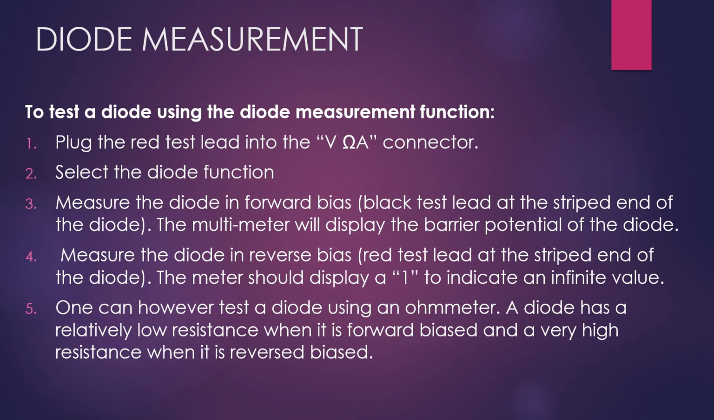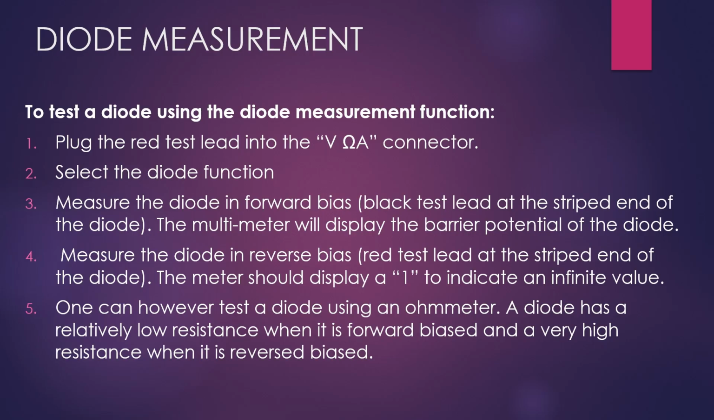Then after that, you can change your leads and swap your leads. You put your black lead on your anode, you put your red lead on your cathode, and on the gray multimeter it will display 1, while on the orange multimeter it will display OL.